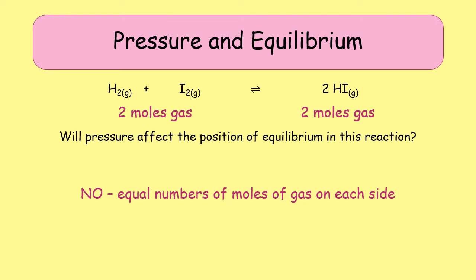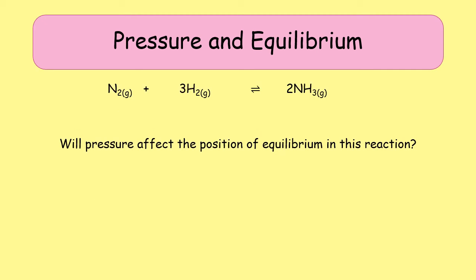And so if you're ever asked a question like that, just say, pressure cannot affect because there's an equal number of moles of gas on each side. You have to specify that it's moles of gas on each side. Can't just say number of moles. Has to be number of moles of gas.